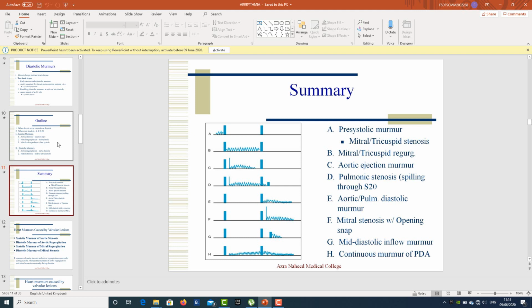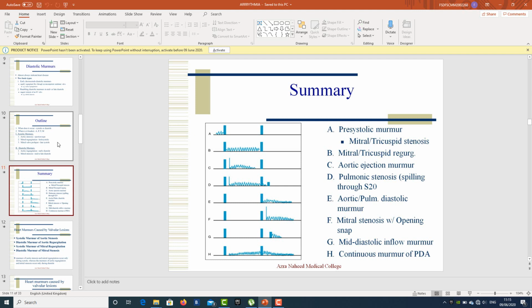murmur. Like pre-systolic A, it is seen in mitral or tricuspid stenosis. Then in mitral or tricuspid regurgitation, you're going to see this. Then in C, you can see the aortic ejection murmur. Then in D, you can see pulmonic stenosis, where the splitting is seen in the S2. Then the aortic or pulmonary diastolic murmur in E. Then you can see mitral stenosis with opening snap in F.